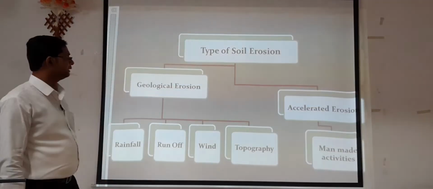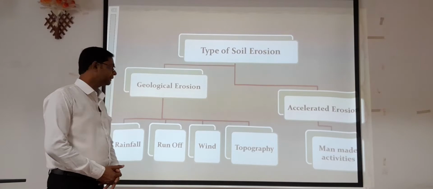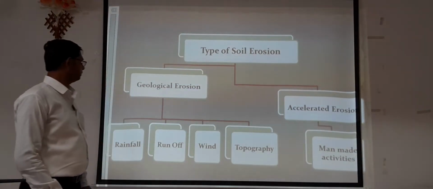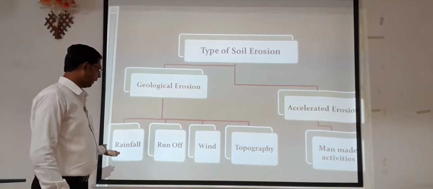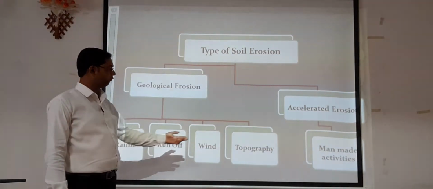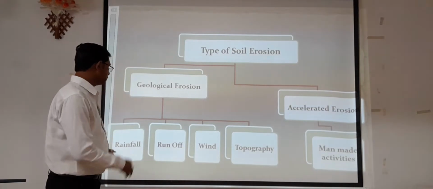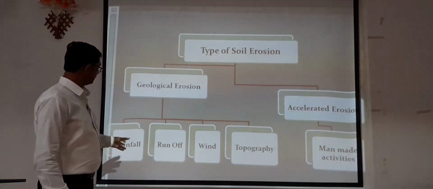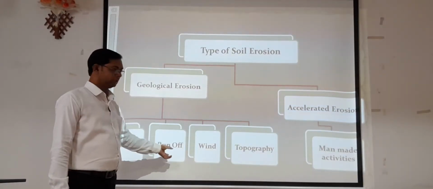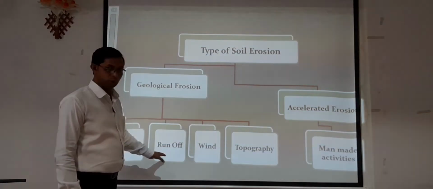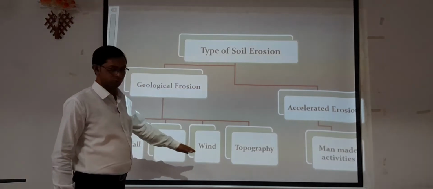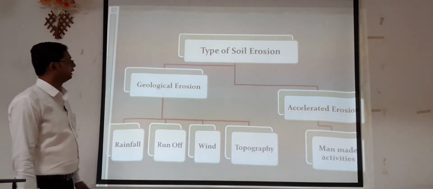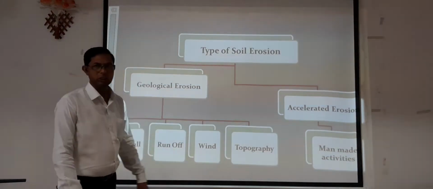Now again here you can see the types of soil erosion are given. The first is geological erosion. Geological erosion means what? The factors like rainfall, runoff, wind, topography. These are natural factors or natural parameters. Rainfall is natural, then due to rainfall or due to wind it will run off, and it will change the topography of that particular soil. So it is geological erosion.